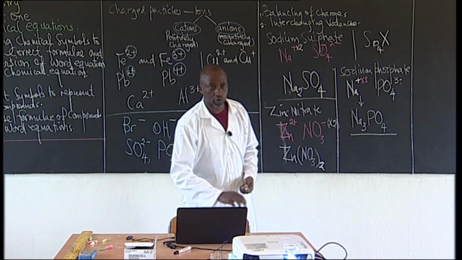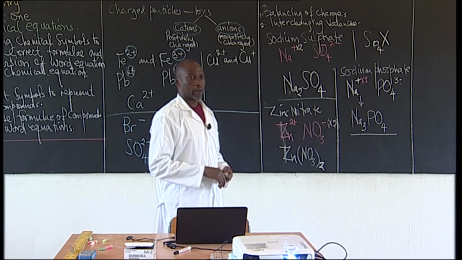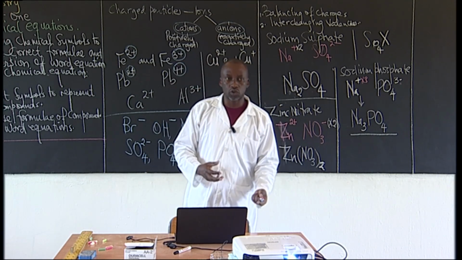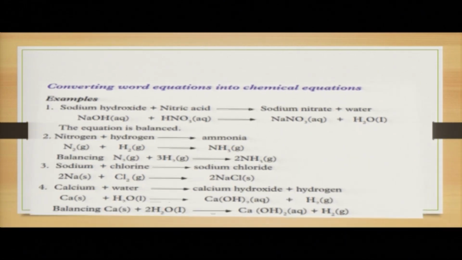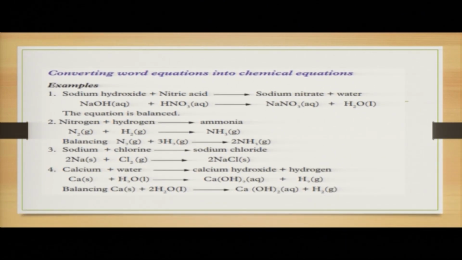And now let's proceed using that information. Converting word equation into the chemical equation. I have a number of examples that I've given. Just look at the screen. We have sodium hydroxide plus nitric acid. It gives sodium nitrate plus water. We have hydrogen plus nitrogen giving ammonia. So there are a number of examples. So I'm just going to give a different example.